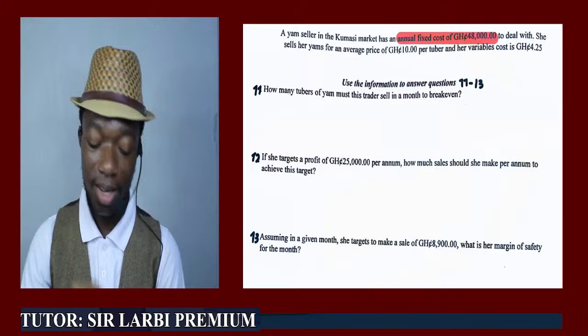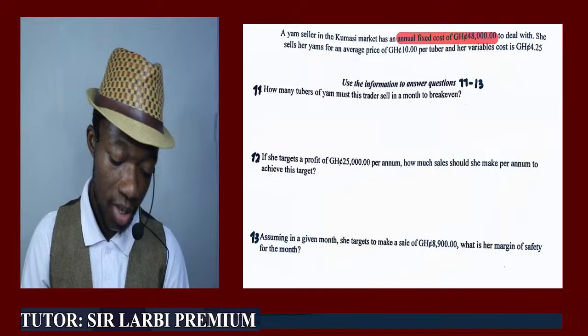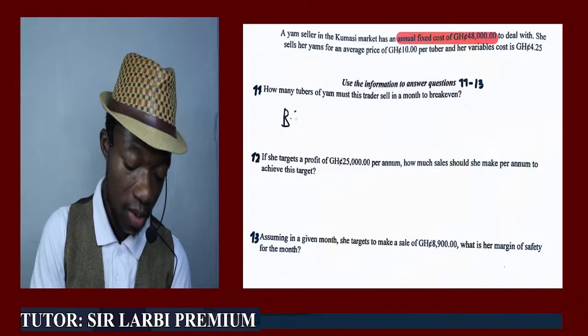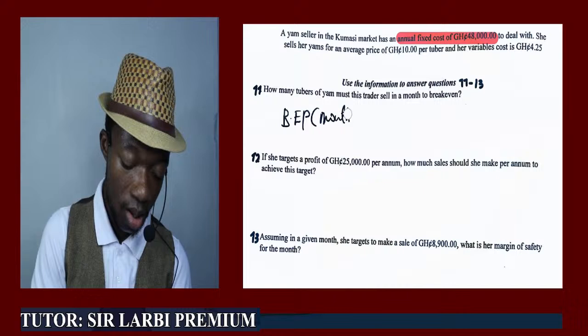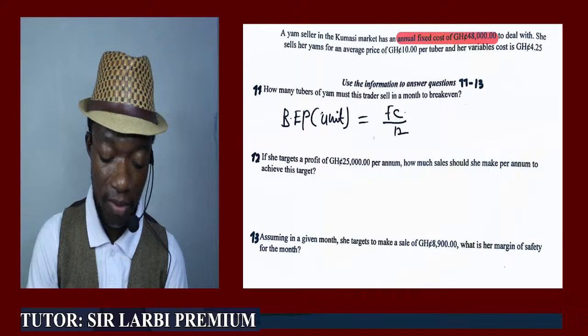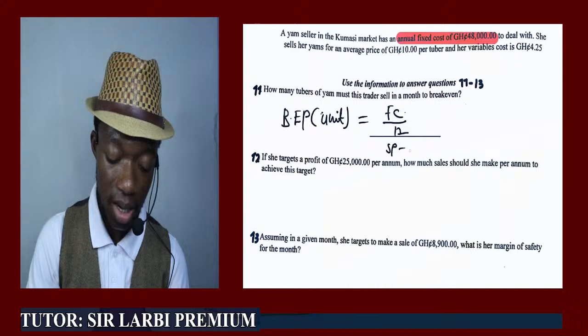So straight up, we can say that the break even point in respect to month for the tuber. Now we know the unit is tuber. So straight up, we say that our BEP in monthly basis, in units, should be equal to our fixed cost. Our fixed cost was given as per annum. So we divide fixed cost by 12 and then divide all by the selling price per unit minus the variable cost per unit, so that you know what you are doing.